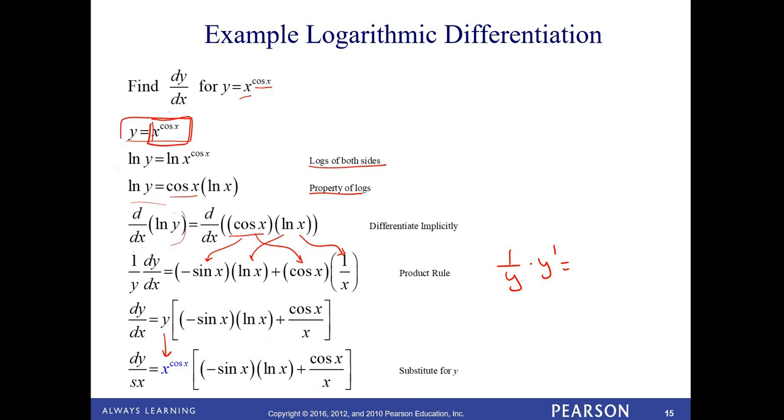Okay, there's a lot going on here. We've got adding our logs, bringing this down in front, implicit differentiation on the left, product rule on the right, and solving for our dy dx or our y prime, whichever way you write it. I don't know why that's an s, that should be a d. Okay, so that's it. A bunch of rules and some combining of all of the different things we've learned together. We'll be working on this in class.